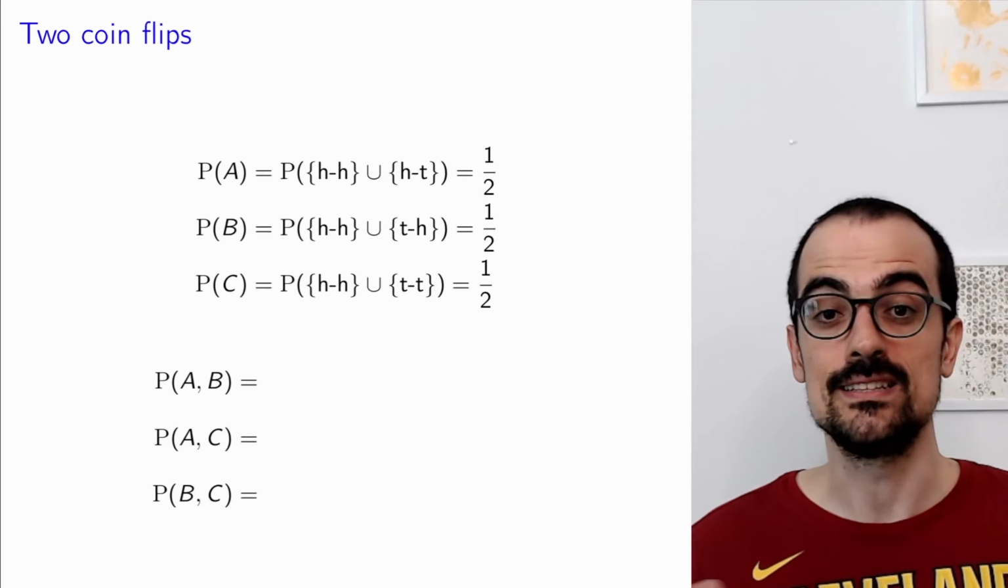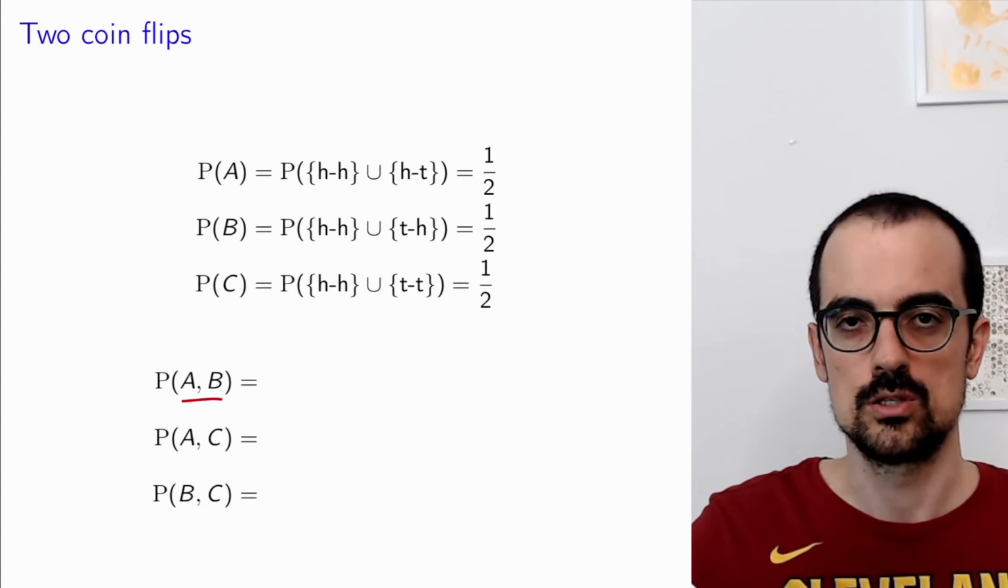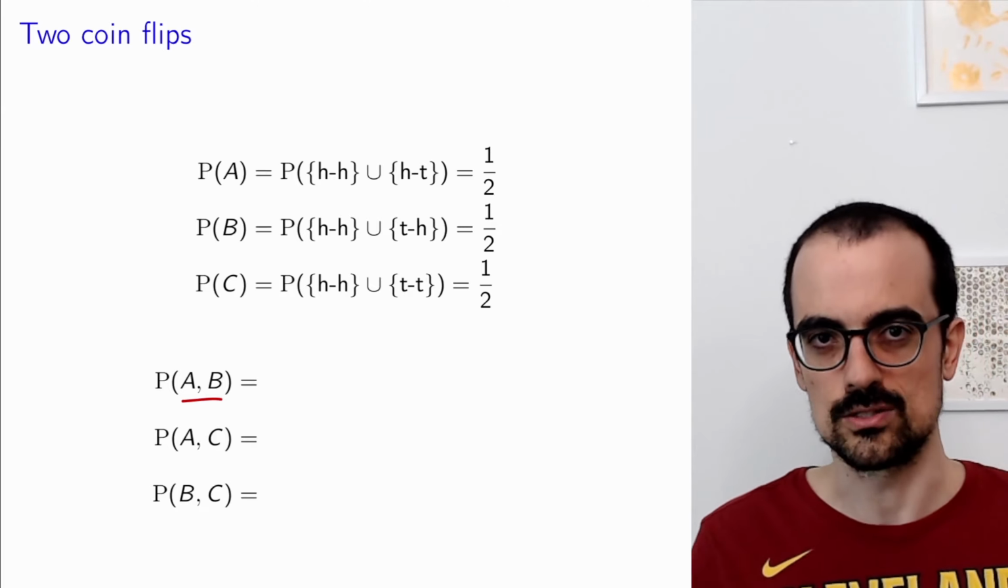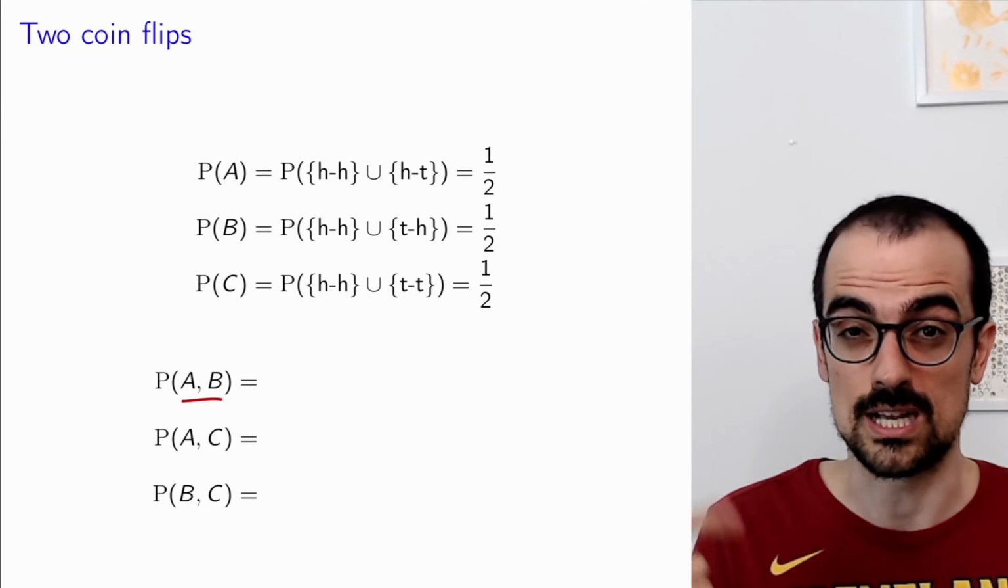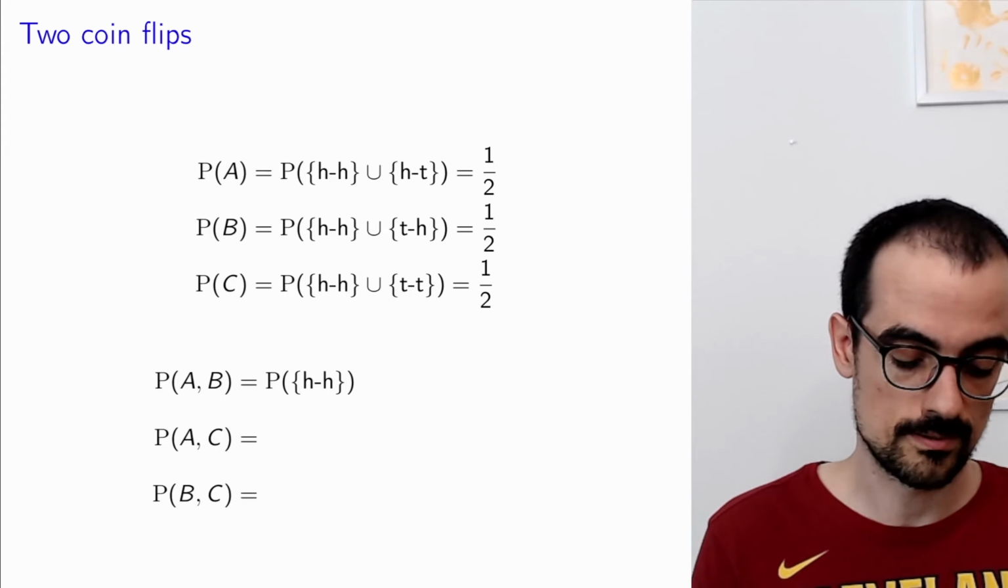Now let's take a look at the intersection. What's the intersection between A and B? The first coin flip being heads and the second coin flip being heads. Well, there's only one outcome in that intersection, right? It's heads, heads. So the probability of the intersection is 1/4.